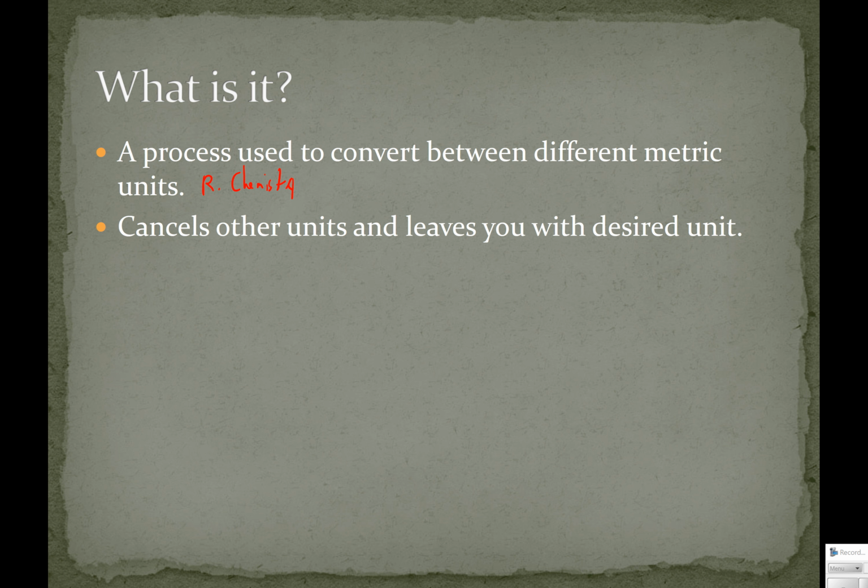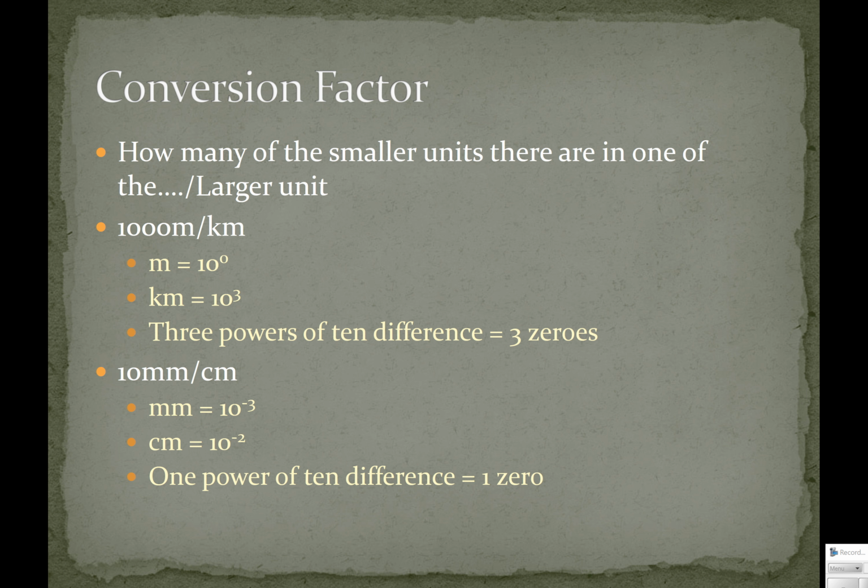This process is nice because it cancels other units and leaves us with the desired unit that we're trying to convert into. This happens as long as we set this up appropriately. In order to set it up appropriately, we need to have a conversion factor. The conversion factor is really a ratio, a fraction that's going to relate the two units, the one that we start with and the one that we're trying to convert to. This is going to take a simple form.